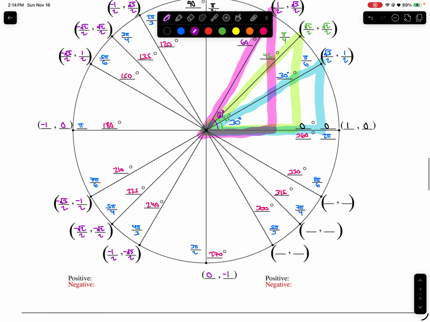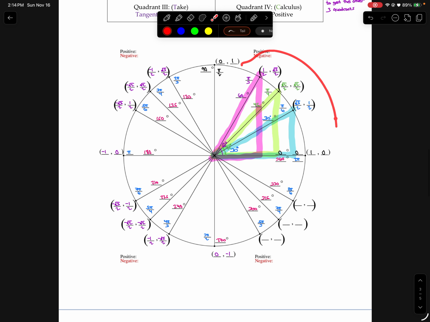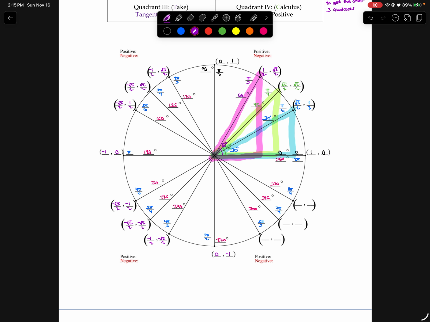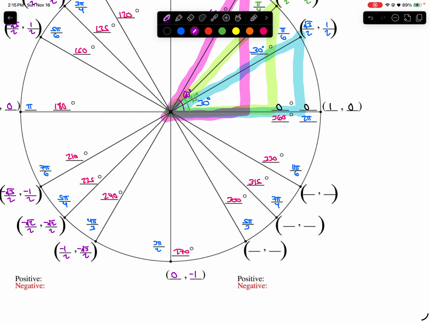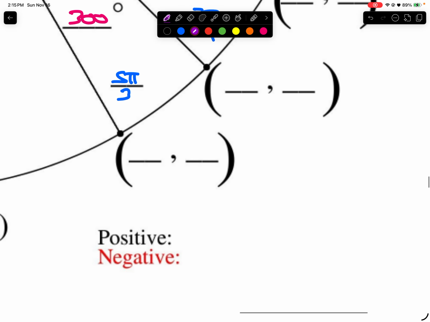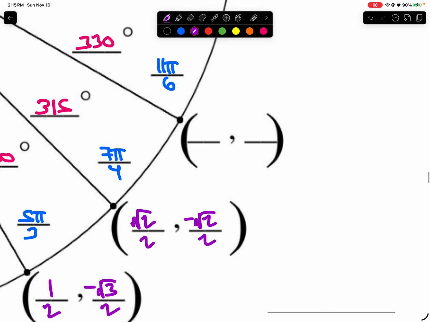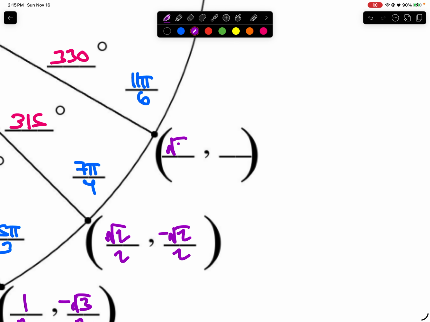And then for quadrant 4, you have options. You can either take your quadrant 1 values and reflect over the x-axis, or you can take your quadrant 3 values and reflect over the y-axis. It doesn't really matter which one you do. Personally, I like to work with quadrant 1, but that's just me. So 5 pi over 3 gives you positive 1/2, and then negative root 3 over 2. Then 7 pi over 4 gives you positive root 2 over 2, comma negative root 2 over 2. And for 11 pi over 6, you're going to have positive root 3 over 2, comma negative 1/2.